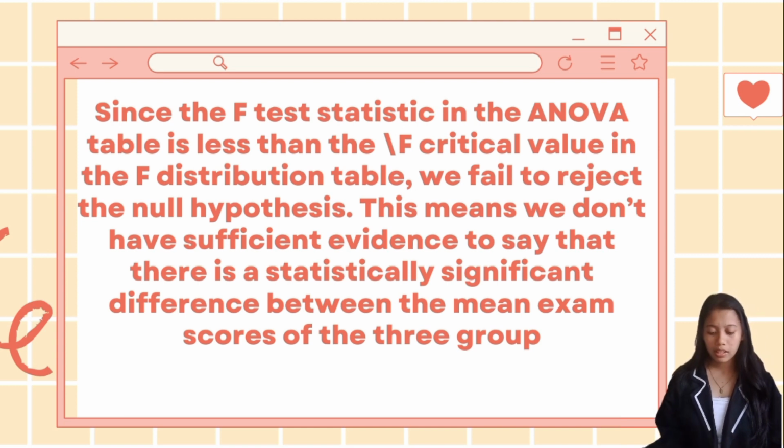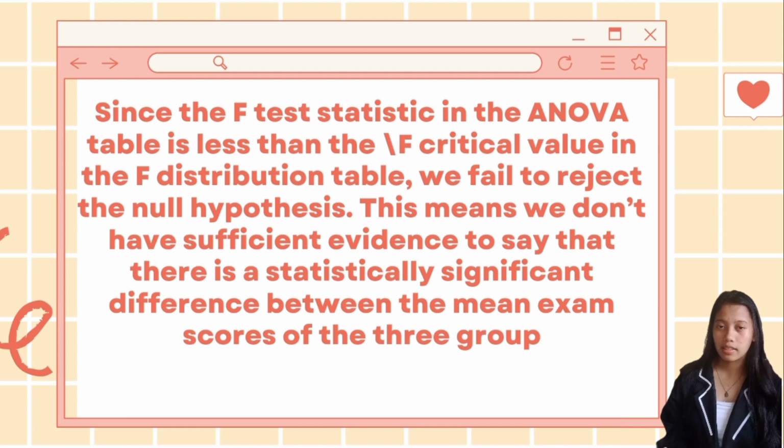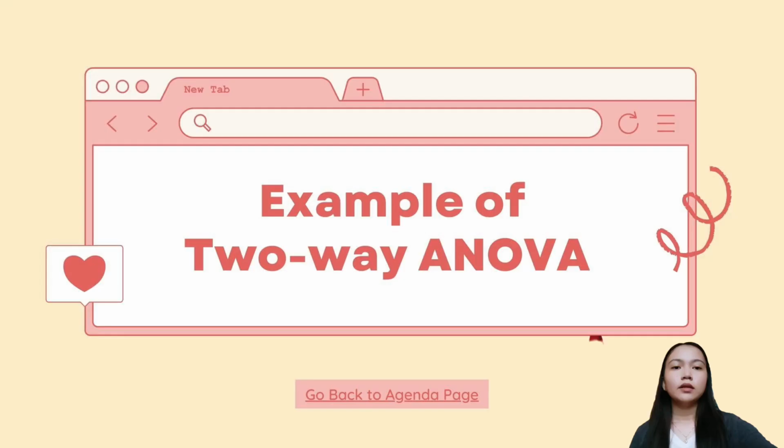Okay, since the F test in the ANOVA table is less than the critical value in the F distribution table, we fail to reject the null hypothesis. Therefore, we don't have sufficient evidence to say that there is a statistically significant difference between the mean exam scores of the 3 groups. So here is the example of two-way ANOVA.